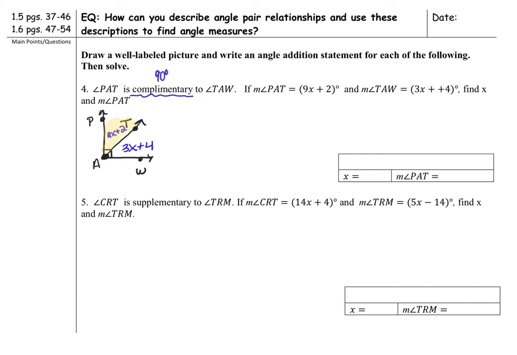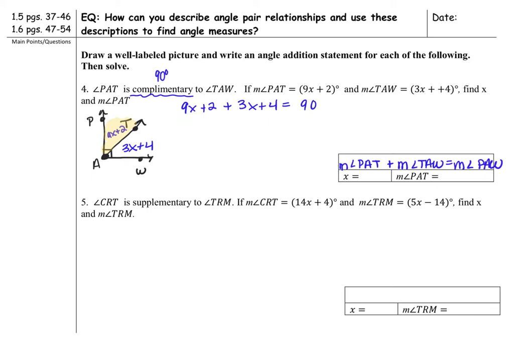So let's write our angle addition statement. So we have the measurement of angle PAT plus the measurement of angle TAW is equal to the measurement of angle PAW. So that simply means that PAT plus this one is equal to the entire thing. So we have 9x plus 2 plus 3x plus 4 is equal to 90 degrees.